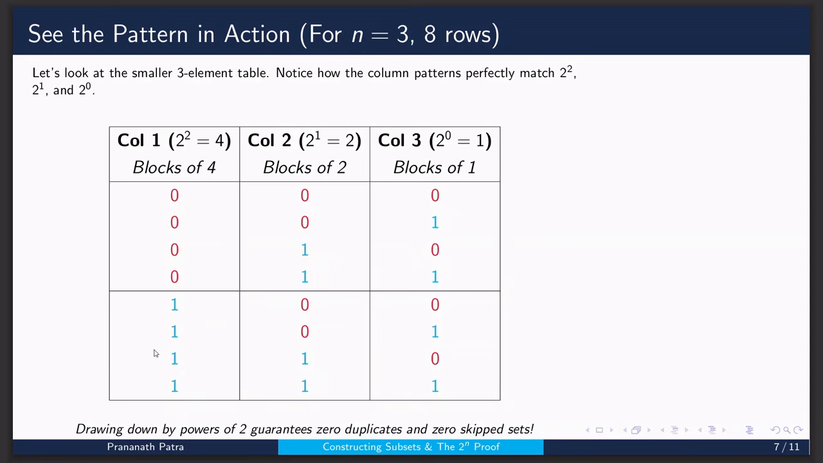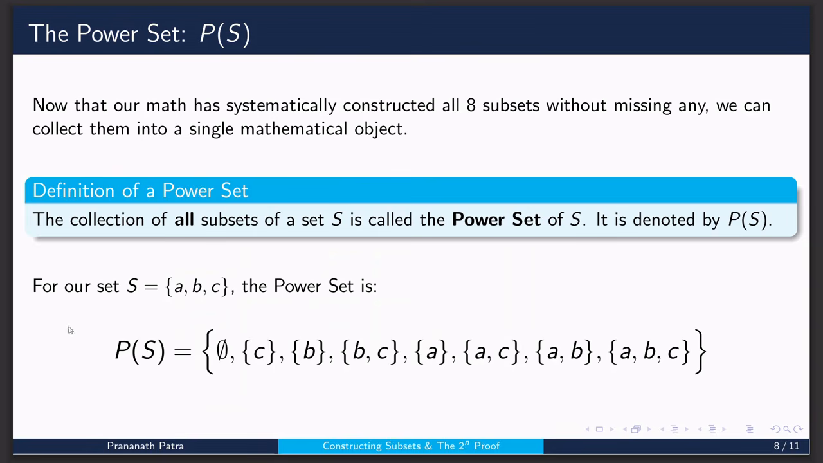Now we introduce a formal term, the power set, denoted as P(S). Now that our math has systematically constructed all 8 subsets without missing any, we can collect them into a single mathematical object. By definition, the collection of all subsets of a set S is called the power set of S. For our set S equals {A, B, C}, the power set contains all 8 pieces safely inside one big bracket, starting from the empty set, up to the full set, {A, B, C}.